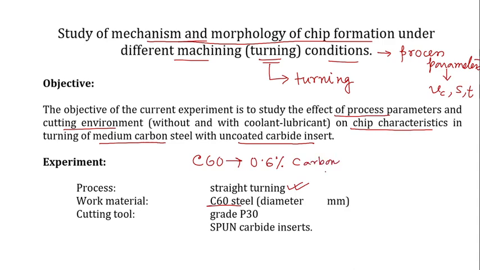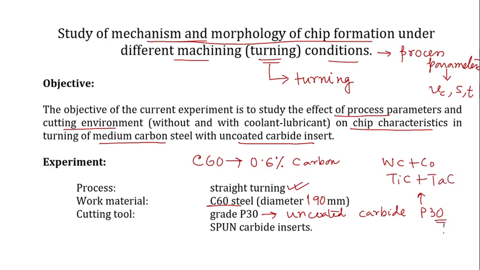It doesn't have any obvious alloying element. Diameter of the job is 190 millimeter. It is an uncoated carbide, having P30 grade. P30 means it is a steel cutting grade. It would have tungsten carbide and cobalt, and also titanium carbide and tantalum carbide. 30 means it is a tougher grade. Its toughness is higher as compared to P10 or P20, which can be used for rough machining.